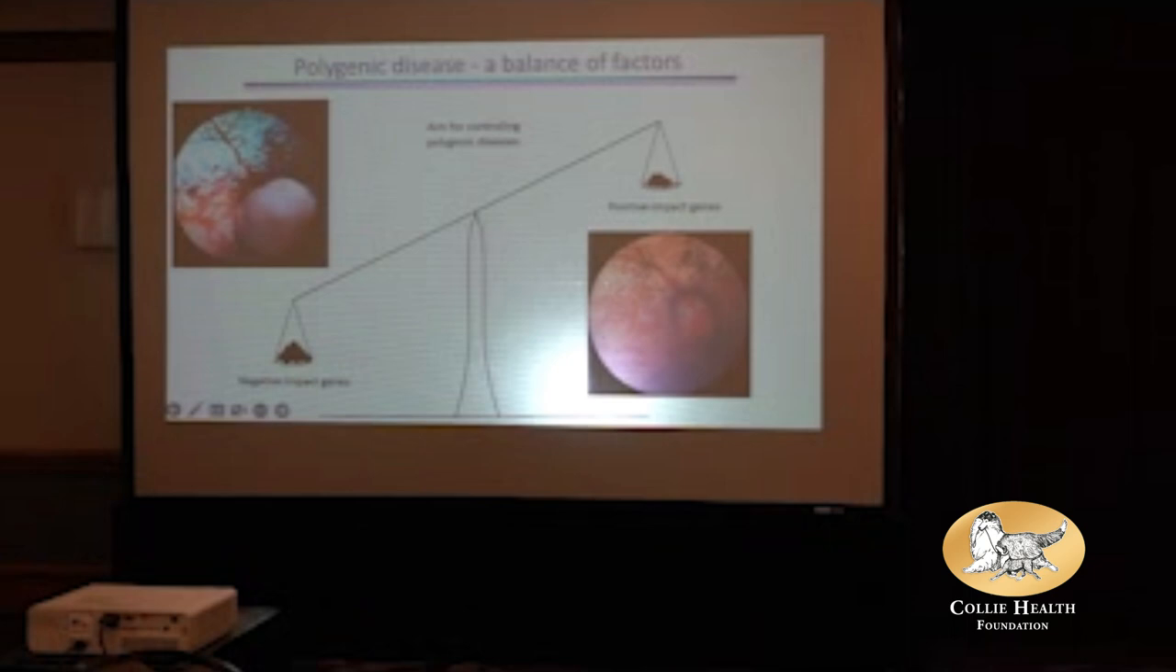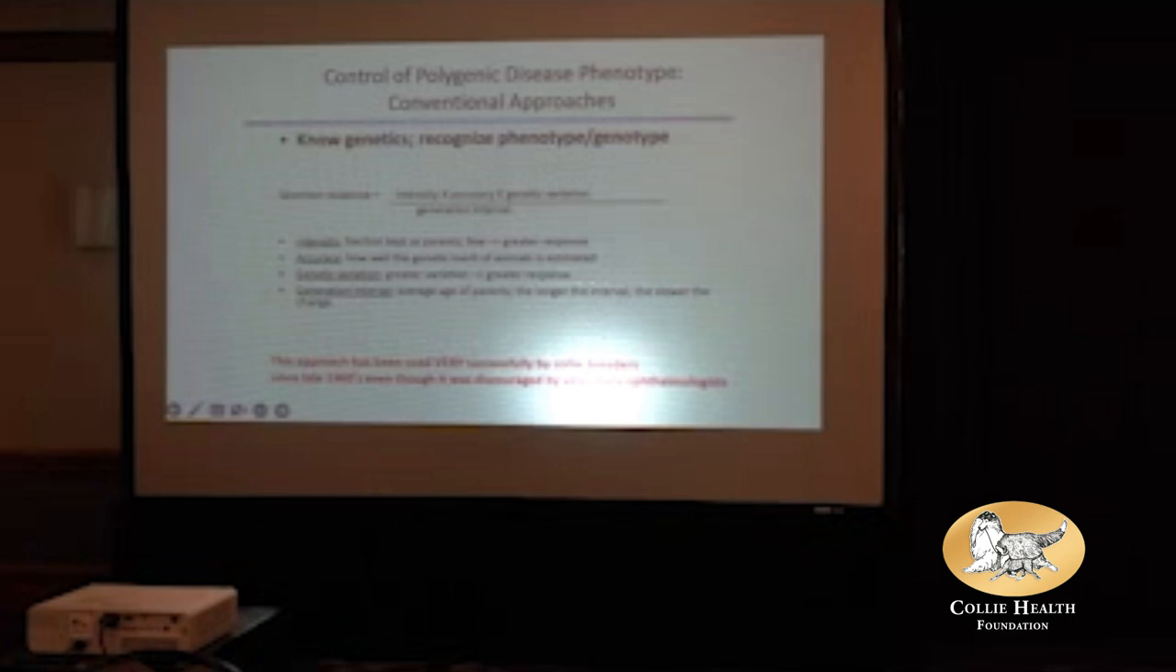So the control of polygenic disease has actually been approached with conventional methods by breeders, and the selection response equals the intensity times the accuracy times the genetic variation, divided by the generation interval. The intensity is the fraction kept as parents: few parents bred, greater response. The accuracy is how well the genetic merit of animals is estimated. The genetic variation: more variation, greater response. And the generation interval is the average age of the parents: the longer the interval, the slower the change.